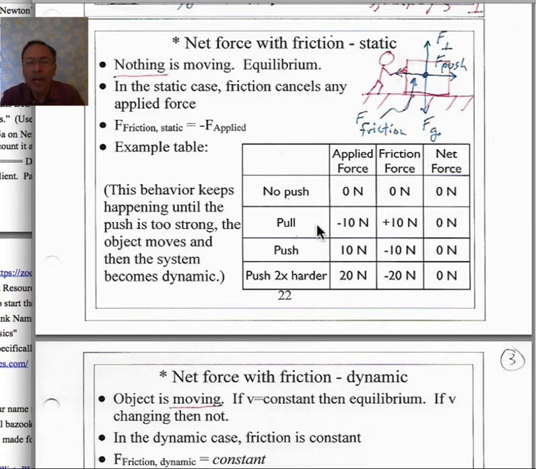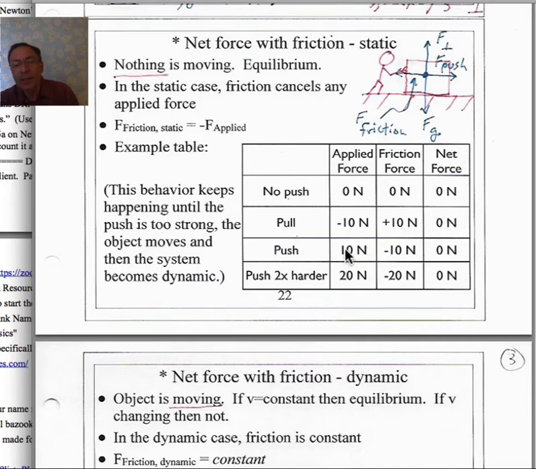Now the little guy decides to pull, so he's pulling to the left, so that's a negative pull, and the box doesn't move. I mean, it is static, right? It's a static problem. So that means the friction force was positive 10 newtons, because the pull and the friction are going to cancel. The net force is still 0.